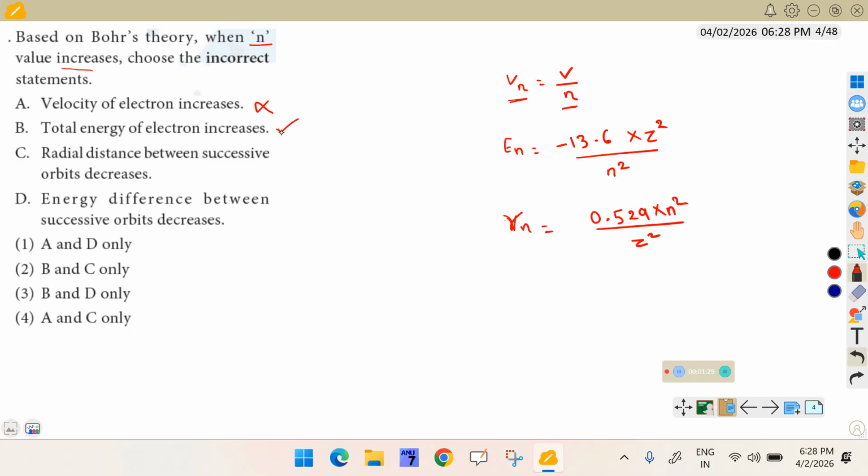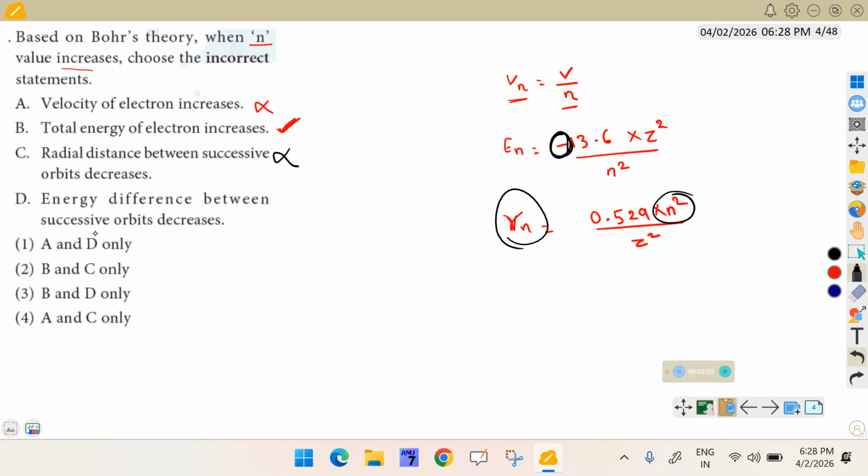Yes, this is correct only. Total energy increases because here the energy is minus 13.6, with a negative sign. That's the reason that statement is correct. Radial distance between two successive orbits increases. Radius of the nth orbit is 0.529 into n square by z square. The relation is directly proportional, so the radial distance increases. So this is an incorrect statement.